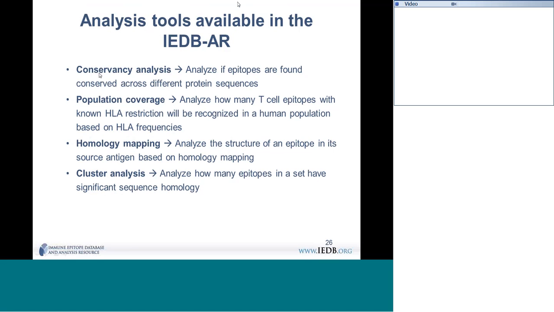So there's multiple analysis tools available. I talked about the conservancy analysis, and population coverage. I asked, given the set of epitopes with no HLA restriction, what is the likelihood of these epitopes to be recognized in populations with different HLA frequencies? The homology mapping tool deals with analyzing structures of an epitope in its source antigen. Most of the, say, antibody epitopes are linear peptides. This is about mapping them back to the structure if there's one available, or a homology modeled one. And cluster analysis is useful for peptides from, say, a set of strains from the same viruses; it clusters them together to avoid looking at essentially duplicates.